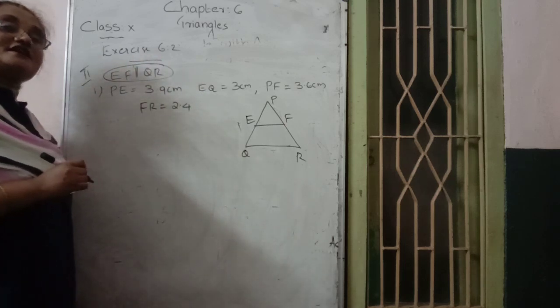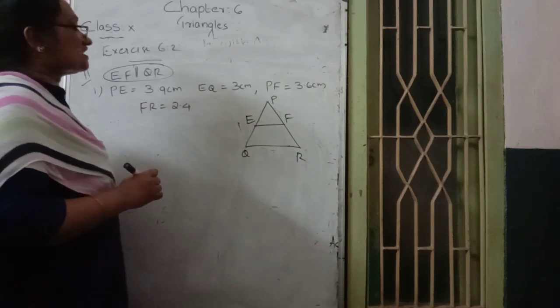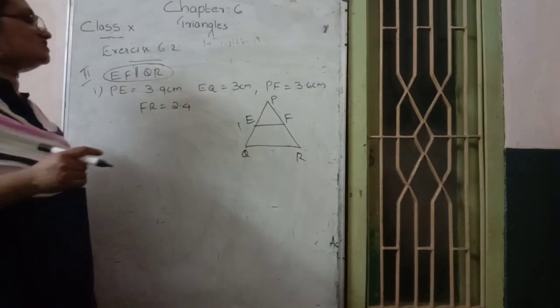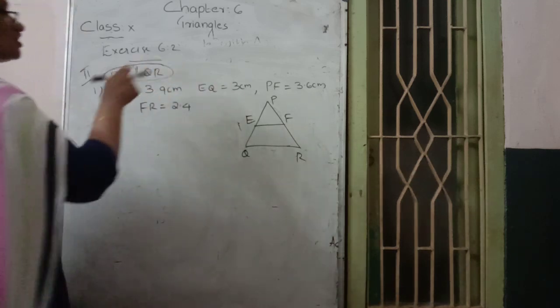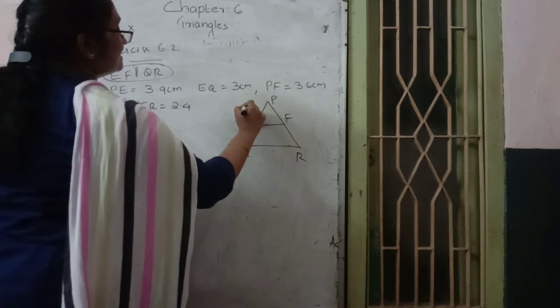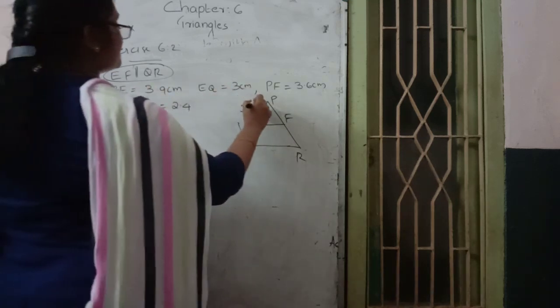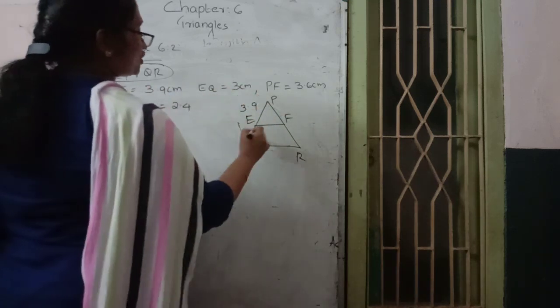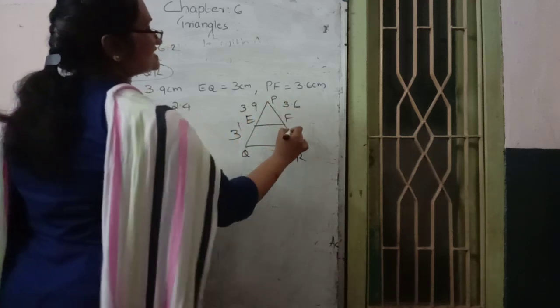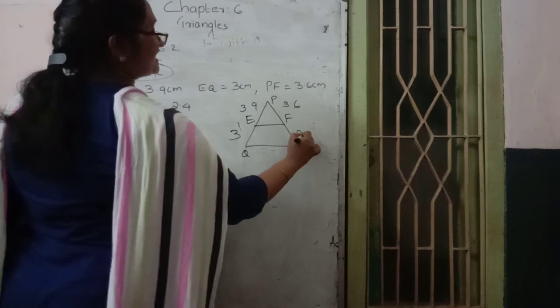How to prove it? Here the converse of the BPT theorem applies. How do we prove the converse of the BPT theorem? Ratio-wise. The side values they have given: PE is 3.9, EQ is 3 centimeter, PF is 3.6 and FR is given as 2.4.